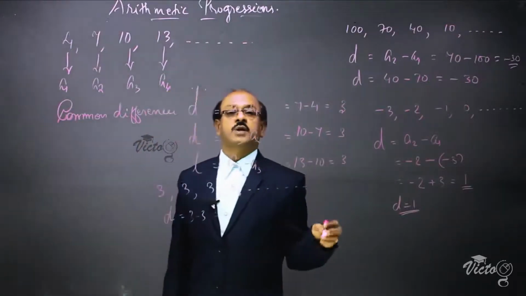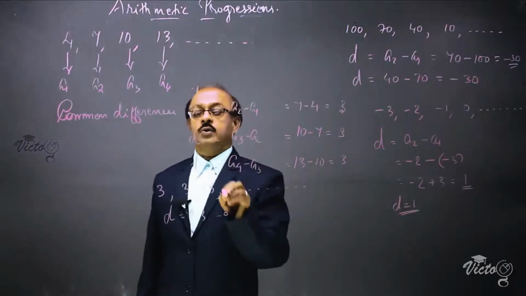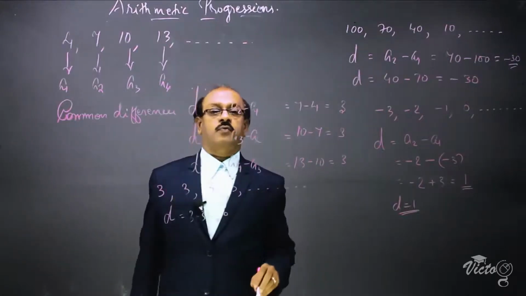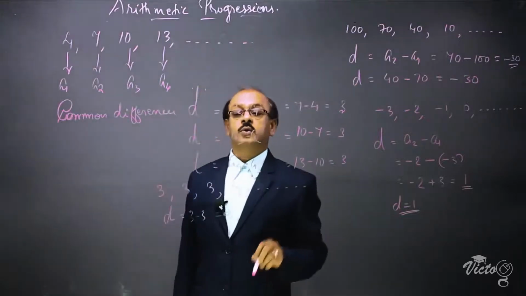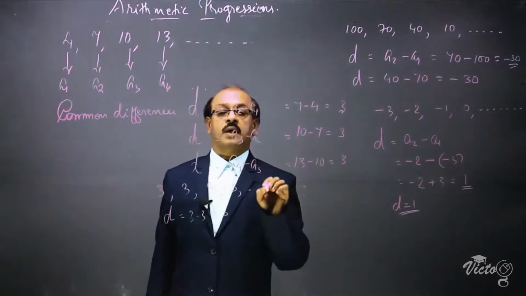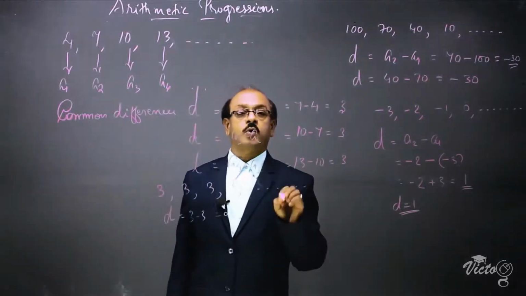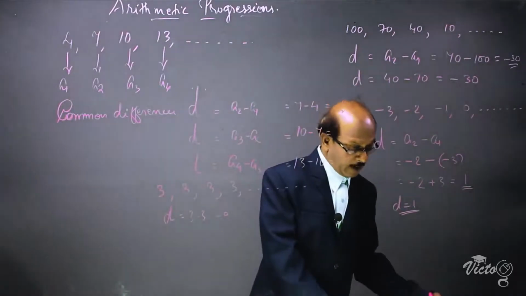In any case, the common difference will be 0. That is, if we add 0 to 3, we obtain 3 itself. So here in this question, the common difference is equal to 0 itself, because all the terms are the same, 3, 3, 3, 3, etc. So the common difference is 0. Now let us look at another example.